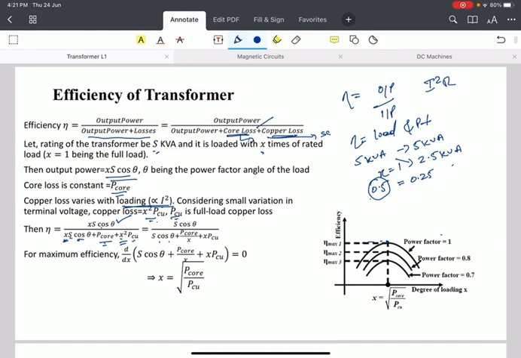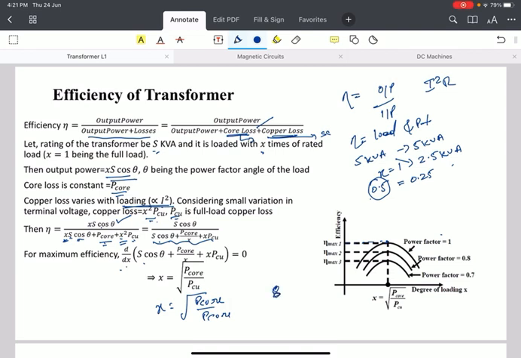For the maximum efficiency, the differentiation of the denominator should be 0 for eta to be maximum. Therefore, by equating the differentiation of the denominator to 0, we have d by dX of X cos theta plus P core divided by X plus X into PCU. We will get the efficiency to be maximum when X is equal to the square root of P core divided by PCU. That means, let us say for an example, the full load core loss of a transformer is 8 watts.